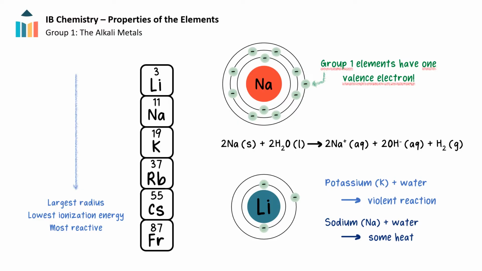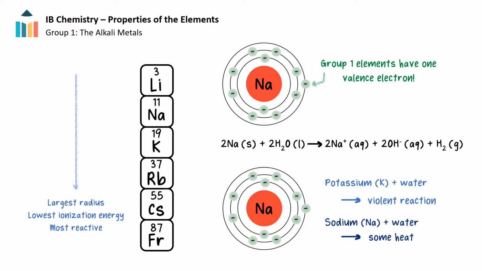For example, sodium reacts with water to produce a sodium ion and hydroxide ions and hydrogen gas according to this equation here. The atomic radius increases down the group as the number of shells increases. So, for example, lithium is smaller than sodium, and sodium is smaller than potassium.